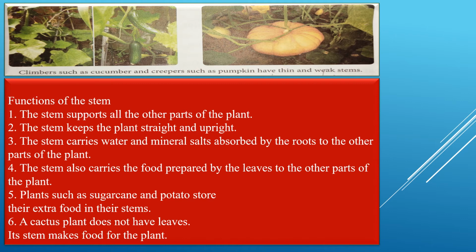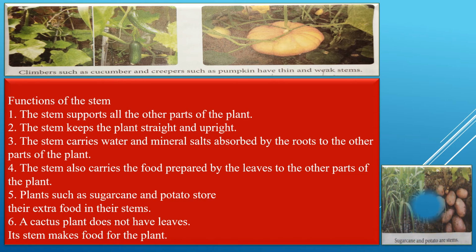A cactus plant does not have leaves. Its stem makes food for the plant. So in a different way, a cactus plant is there. It makes its food on the stem. So we can see here some potato, and also sugarcane. They store their food in the stems.